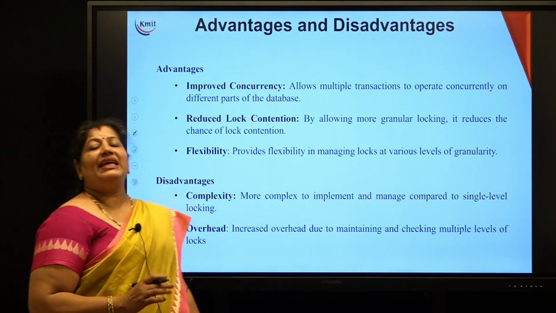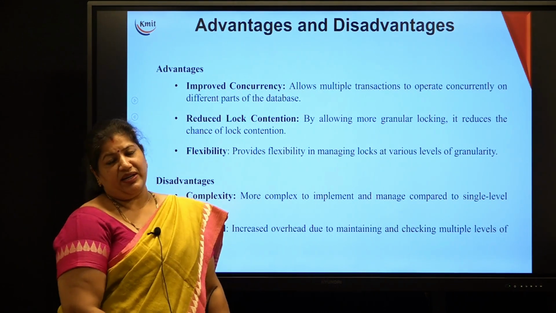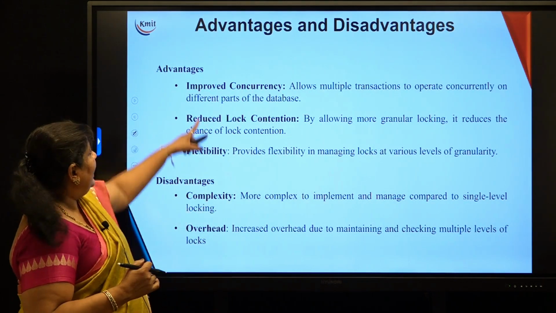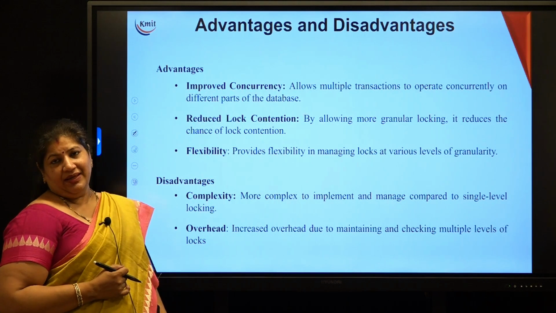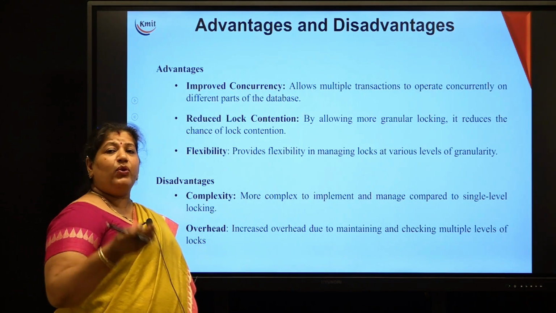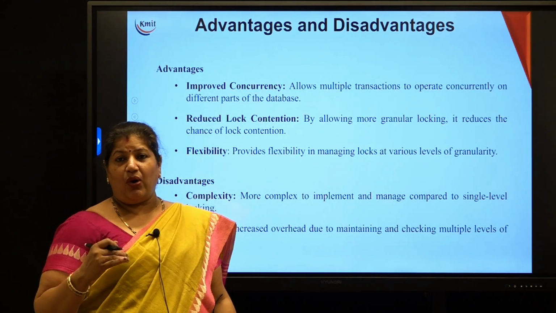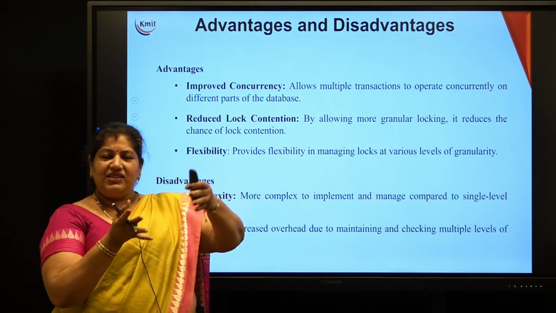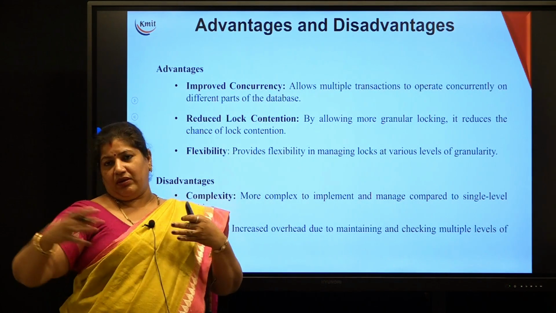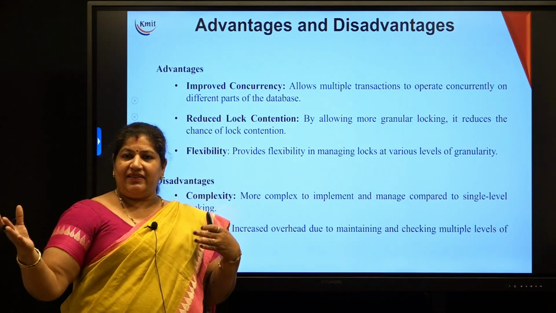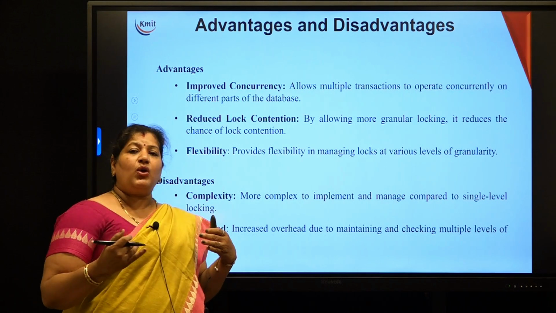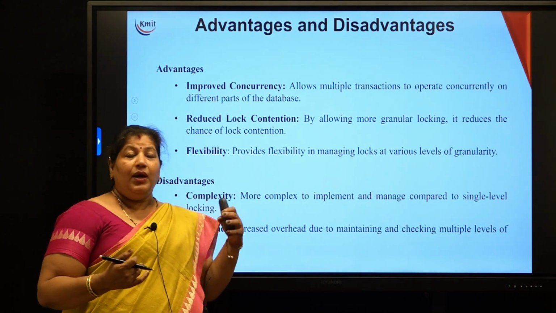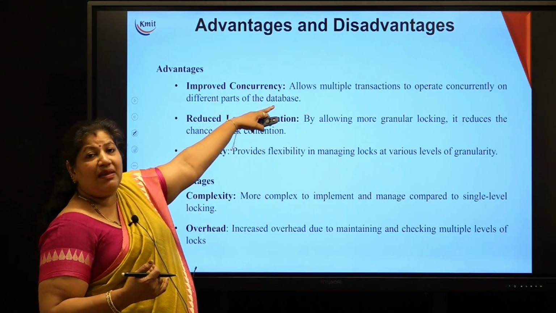Finally, what are the advantages and disadvantages of having locks at different levels? It can improve the concurrency. Because I am allowed to have a finer level of lock instead of directly one single lock. I mean, instead of stopping access to the complete database, you are allowed to stop only that table or only that page or only that record, because of which concurrency is improved.